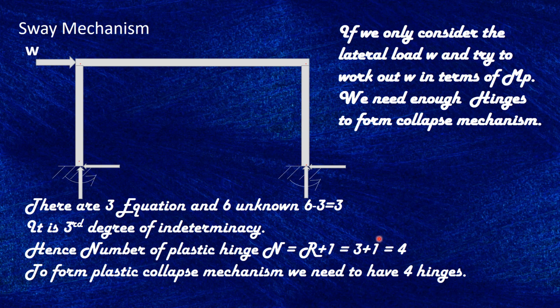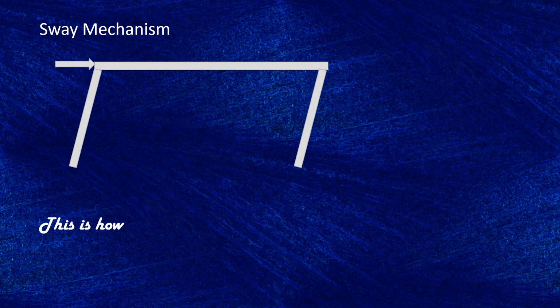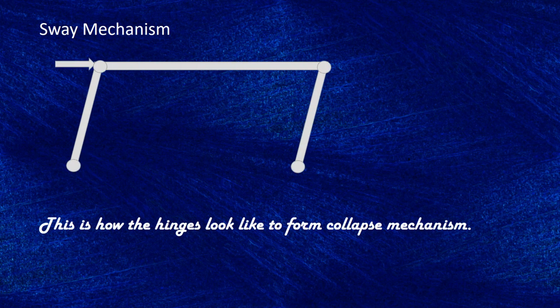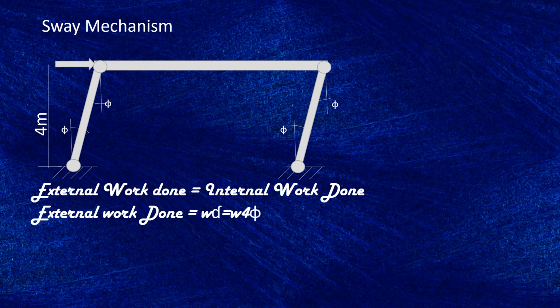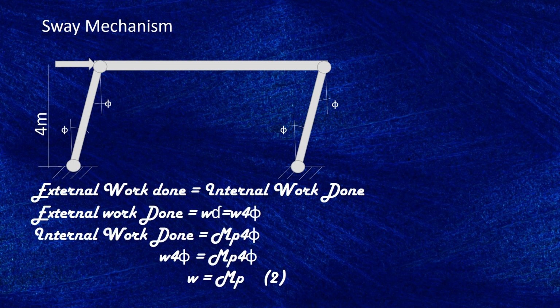To form plastic collapse mechanism, we need to have 4 hinges, 1 over here, 1 over here, 1 over here, another 1 over here. Now from these 4 hinges, because W has done the job for the beam to deflect laterally, the distance traveled is dH. The rotation that it causes is theta for each plastic hinge joint. So we can work out the external work done, and we can work out the internal work done.